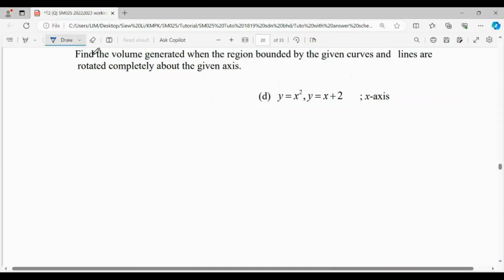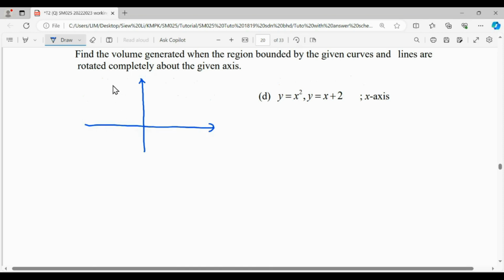Hi everyone, for this question, find the volume generated when the region bounded by the given curve and line are rotated completely about the given axis. So we have a quadratic graph and a linear graph. So first we draw out the graph to identify the region.